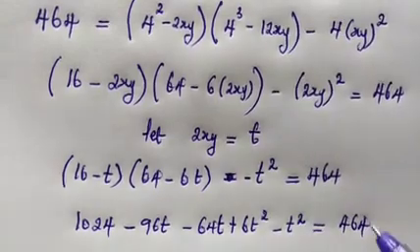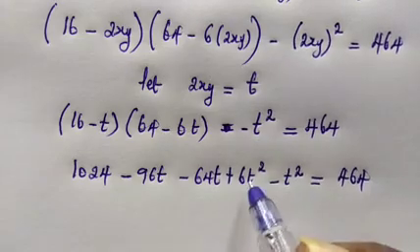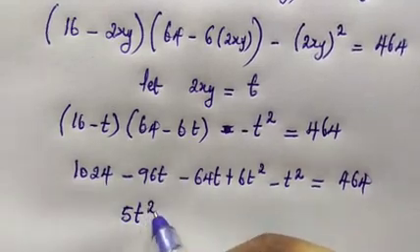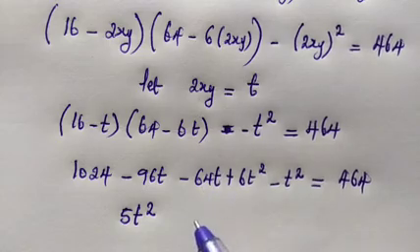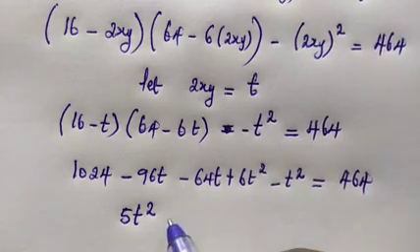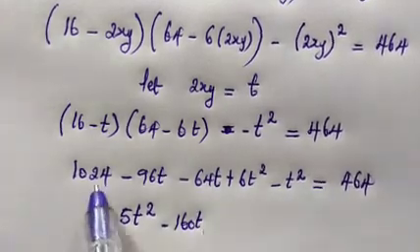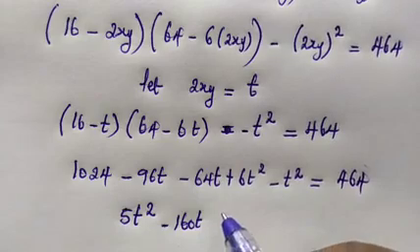From here, simplifying this, we get 6t squared minus t squared giving us 5t squared. And here, this minus this is going to give us negative 160t. And in this one, 1024 minus 464 is giving us 560.